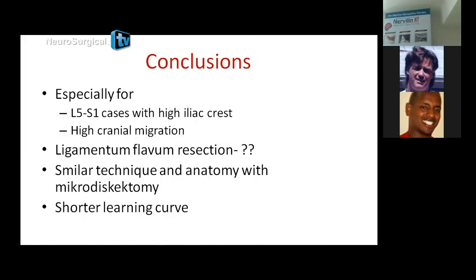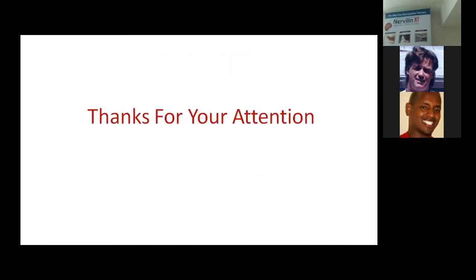Conclusion: especially for L5S1 cases with a high iliac crest or high cranial migration, this is the main problem, because we do it minimally invasive but cut the ligamentum flavum. It's a very similar technique and anatomy to microdiscectomy, and a shorter learning curve. Thanks for your attention.